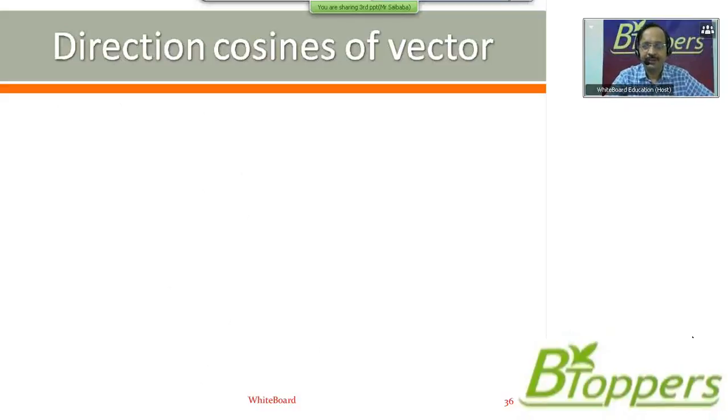Next, I would like to discuss about the direction cosines of vector. Earlier, I have discussed how a vector can be expressed in terms of its rectangular components and unit vectors along the 3 coordinate axes. So just look at the screen here.